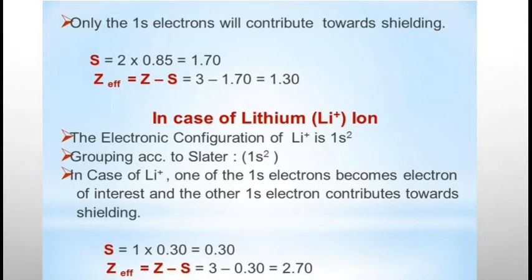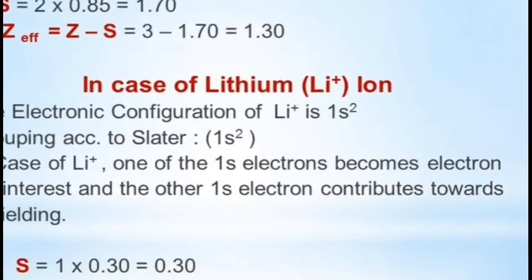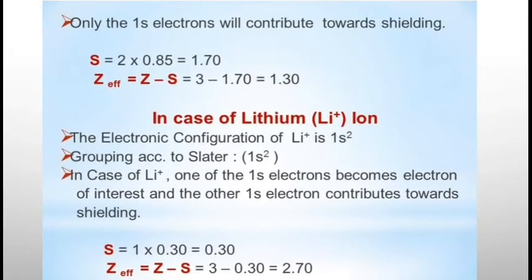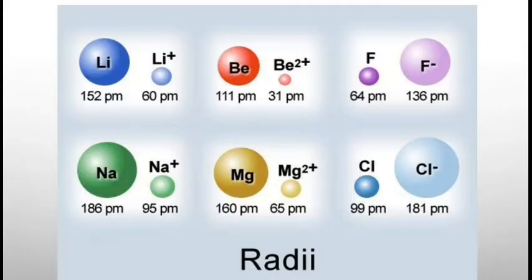In the case of the ion, Li+, we have removed the last electron, so its electronic configuration becomes 1s2. No electron is present in the 2s. So here you can calculate the effective nuclear charge for the lithium ion. The answer is 2.70. You can see the values. The atomic state has 1.30, but the ionic state has 2.70. It's higher, isn't it? This is the reason why the size of the ions is smaller than the neutral atom.